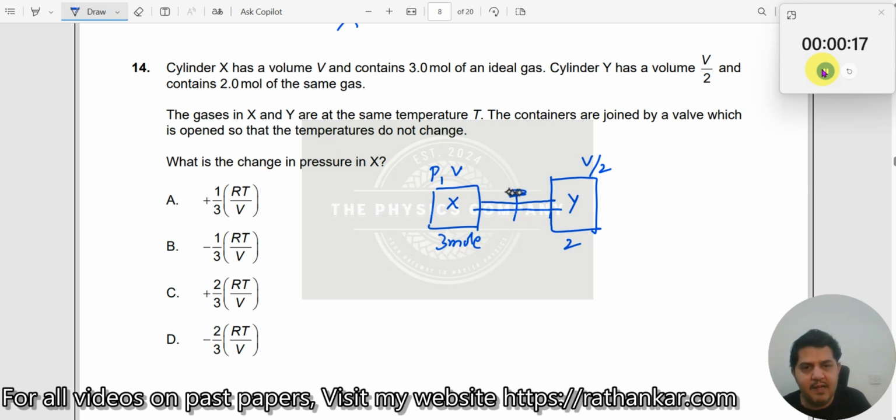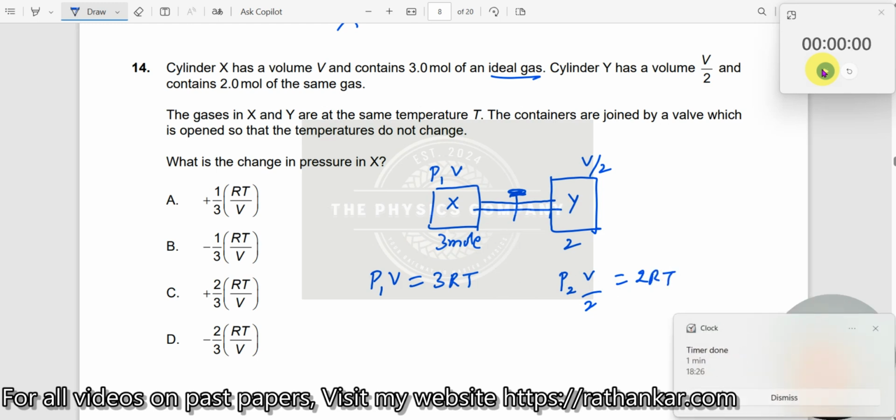Now what happens is, if I open this, initially let us apply the ideal gas equation. I can write this as P1 into V is equal to 3 times R into T, and for this one it will be P2 into V divided by 2 is equal to 2 times RT. PV equal to nRT, I will use that equation.